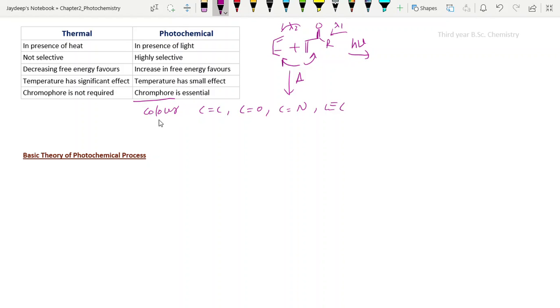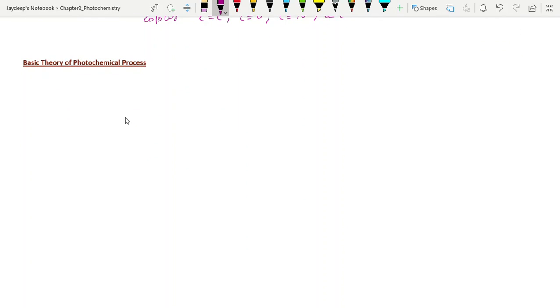So now let us understand the basic theory of photochemical reactions. When the light is incident, when this photon is incident on a molecule, it absorbs the energy and goes into the excited state. That asterisk represents the excited state, right? While absorbing, the molecule goes through electronic transitions.